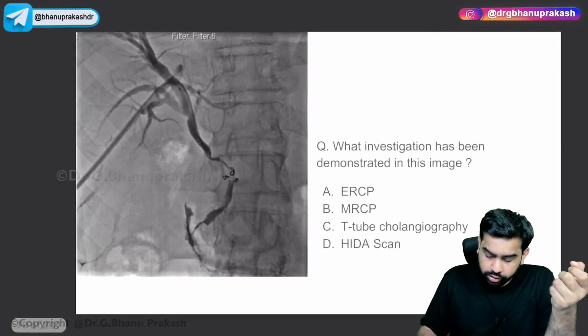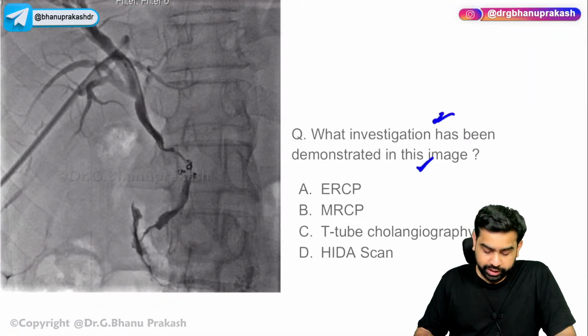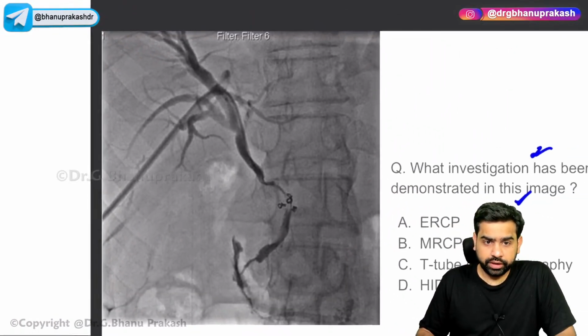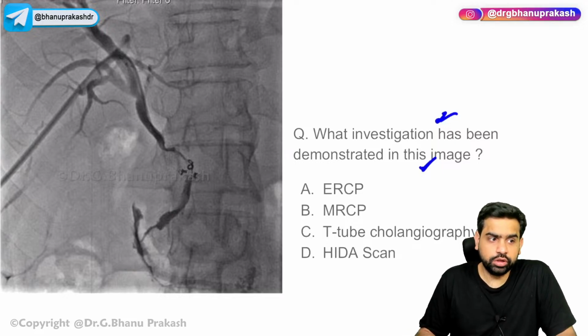Okay, now, what investigation has been demonstrated in this particular image? I'll just enlarge this image. Just have a look at this. Have a look at this particular image in totality and tell me what this investigation is. Is it an ERCP, MRCP, T-tube cholangiography, or HIDA scan? What is the answer over here?